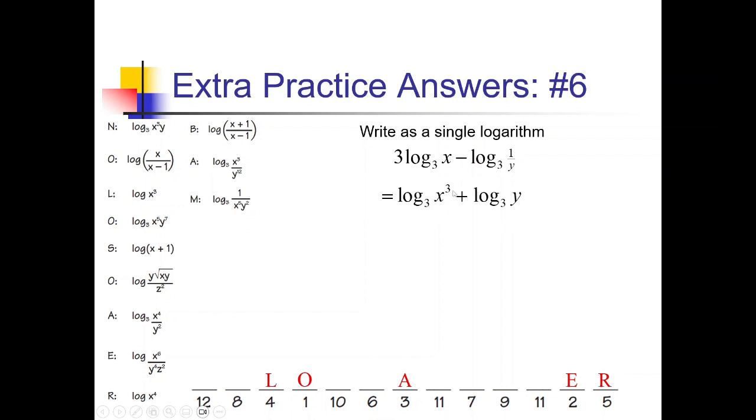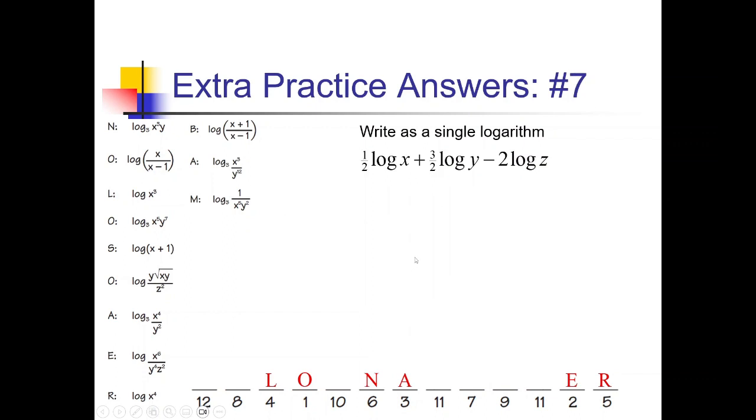And then if I add these logs together, I am just multiplying the things inside. So this is log base 3 of x cubed y. And x cubed y, that's going to be right up here, very first option, an N. So we'll put that on spot 6.